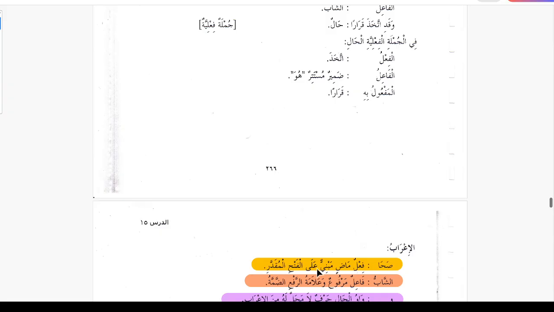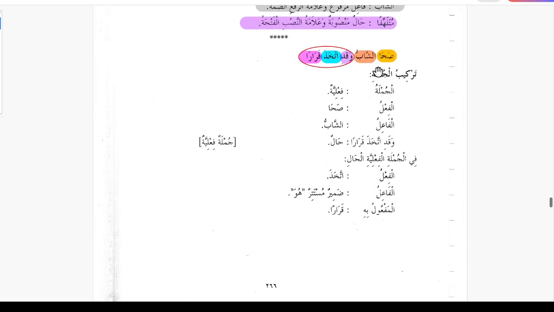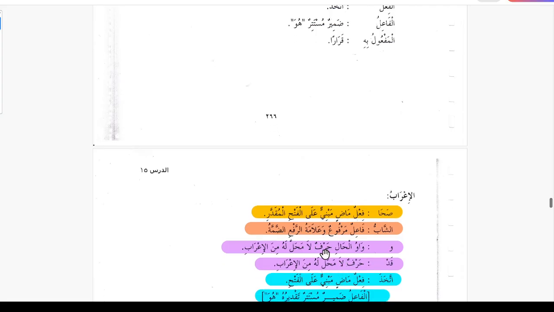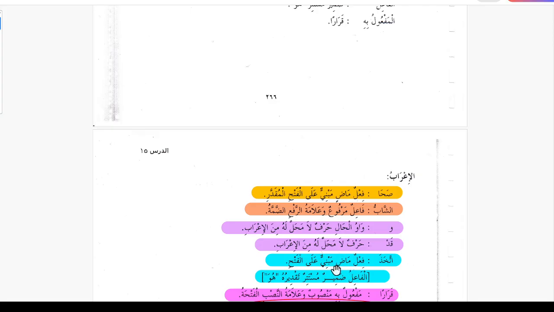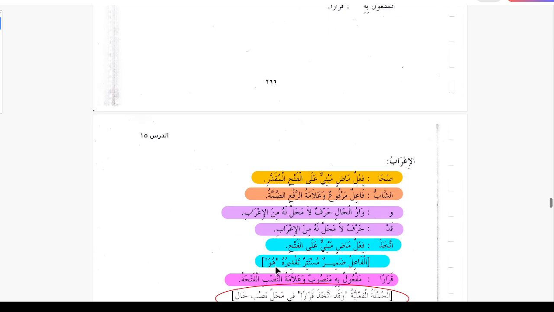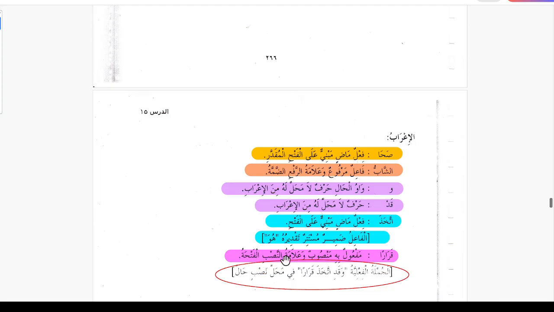So we can put i'rab here. Saha is fi'lu madin mabniun ala al-fathi al-muqaddar, so there is an estimated fatha here. Ashabu is fa'ilun marfu'un walamatu rafi ad-damma. Waw is wawul hal, harfun la mahalli lahu min al-i'rab, no place in the i'rab. And qad is harfun la mahalli lahu min al-i'rab, harfu tahqiq. And ittakhaza is fi'lu madin mabniun ala al-fathi, and fa'ilun damirun mustatirun taqdiruhu huwa, qiraran is maf'ul bihi mansubun walamatun nasbi al-fatha, and this whole jumla with waw is the jumla hal. Wa qad ittakhaza qiraran fi mahalli nasbin hal.